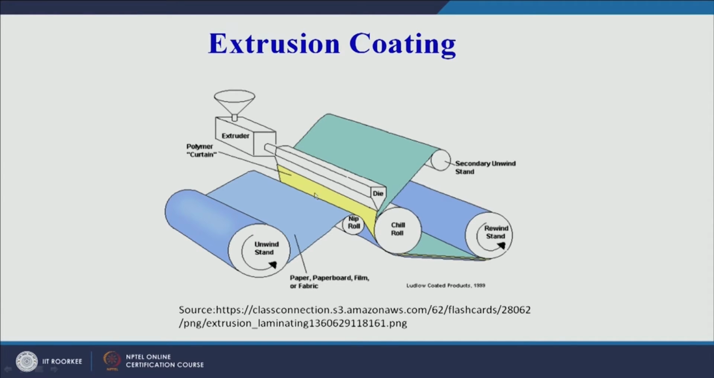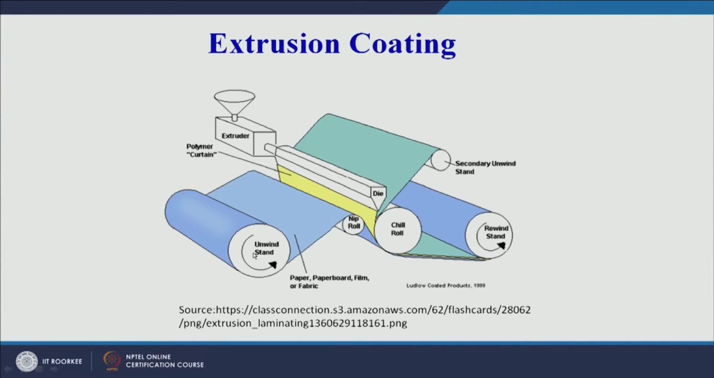There is a yellow color also. This is a polymer curtain, you can see it is coming from here, one unwind stand is here, the secondary unwind stand is here. So 3 different layers can be made. So extrusion coating can be done very easily. Two different unwind and rewind stands are there. The rewind stand will collect the material, the unwind stand will deliver the material.